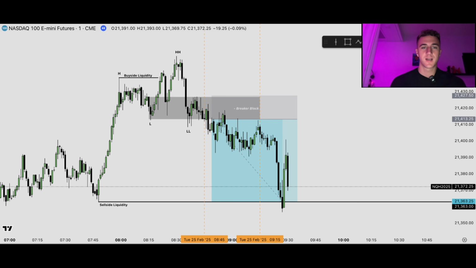So look for high time frame PD arrays above a buy side or sell side liquidity level. When price goes up and sweeps this level, have a look at the higher time frame chart. Okay, are we tapping into a higher time frame breaker block? Are we tapping into a higher time frame order block or fair value gap? Any sort of these PD arrays, have a look out for.